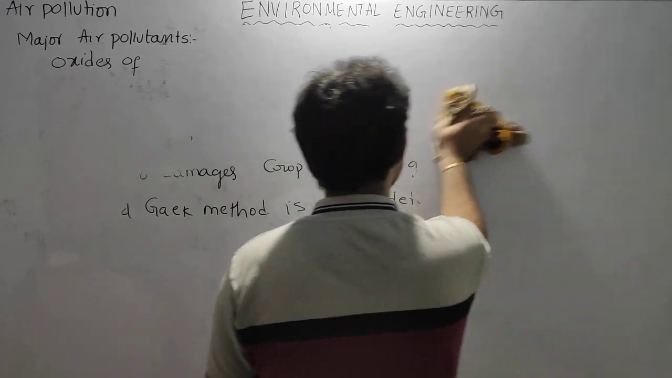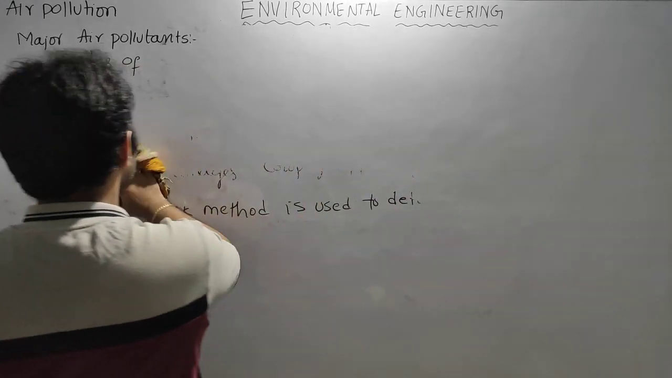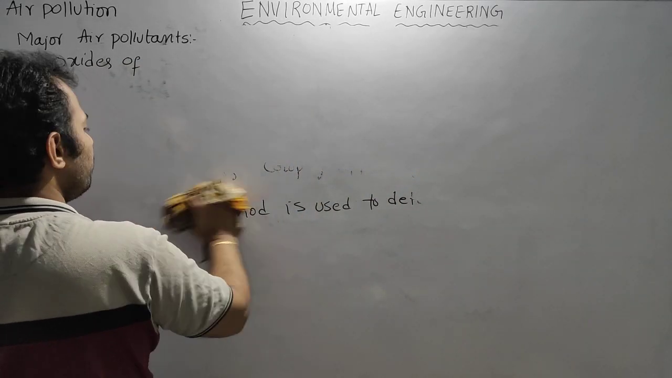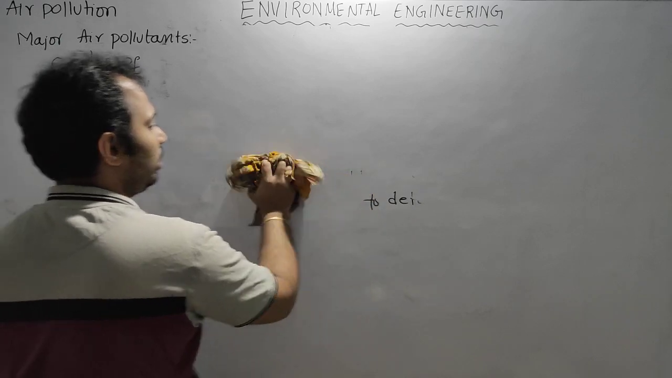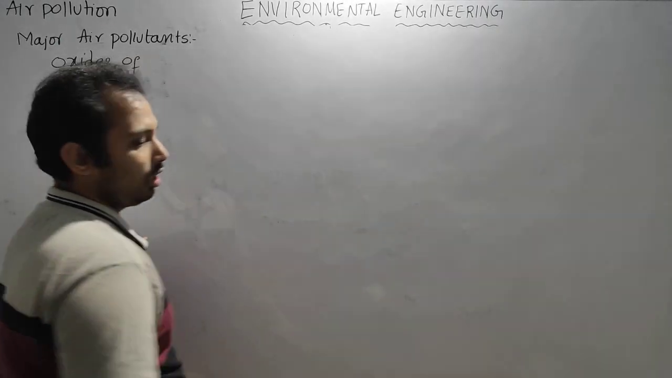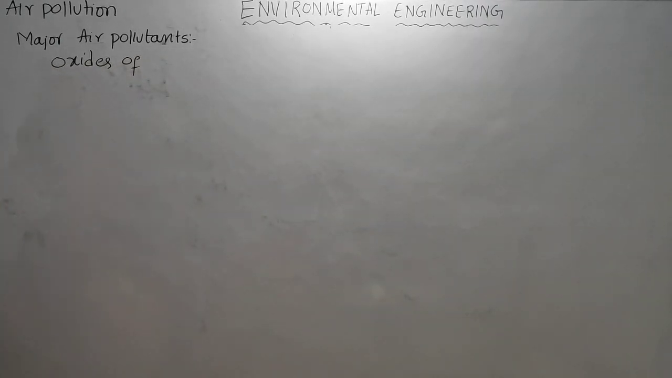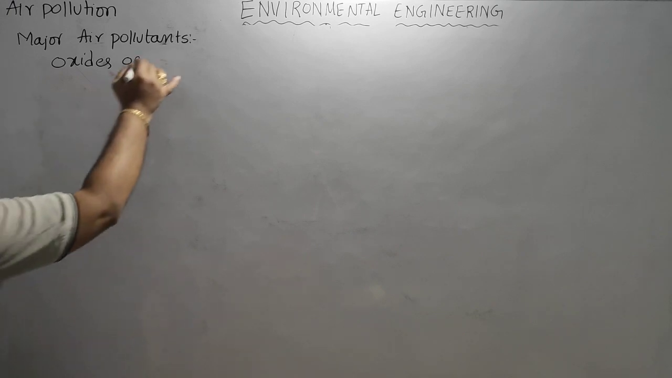There are many oxides of nitrogen. When nitrogen reacts with oxygen, it forms various compounds. But we don't treat all of them as pollutants. We treat only a few of them as pollutants. So let us see oxides of nitrogen.